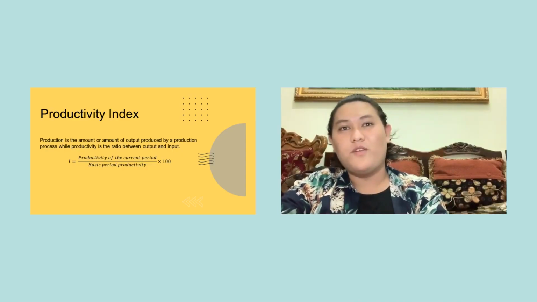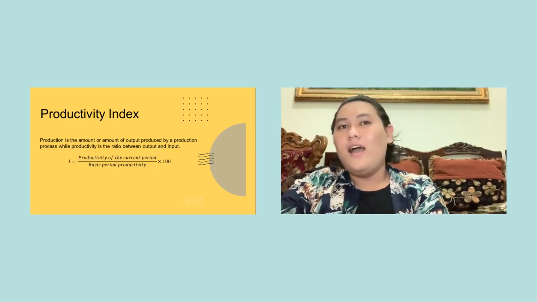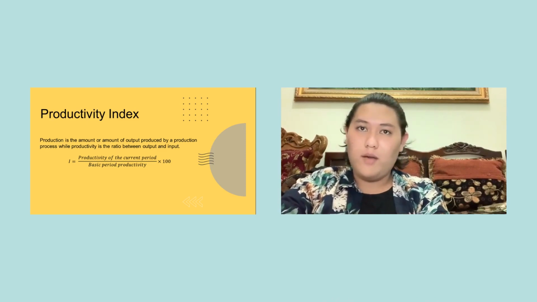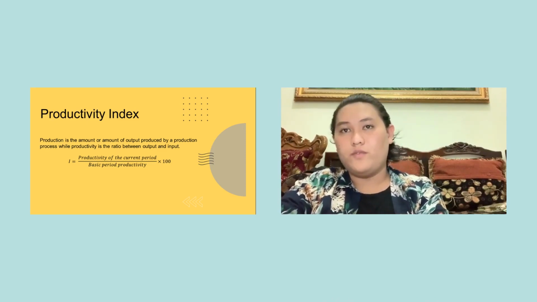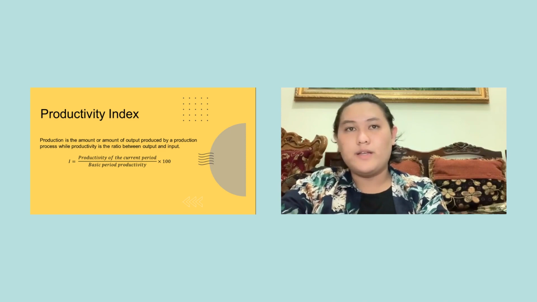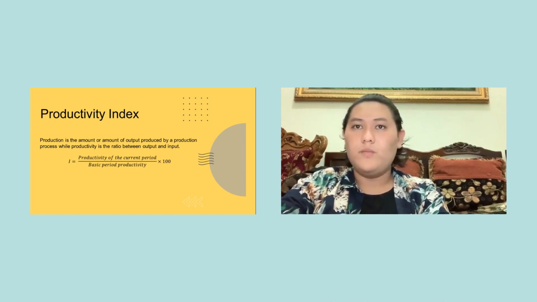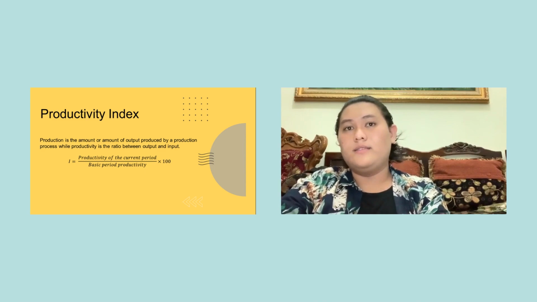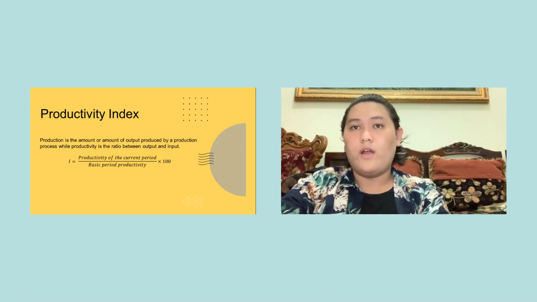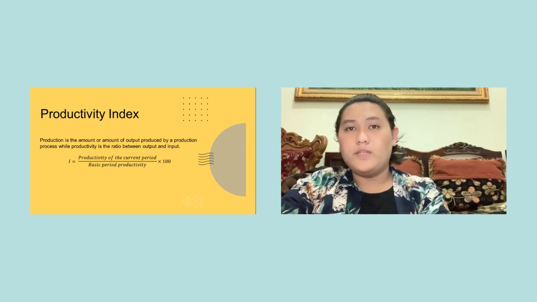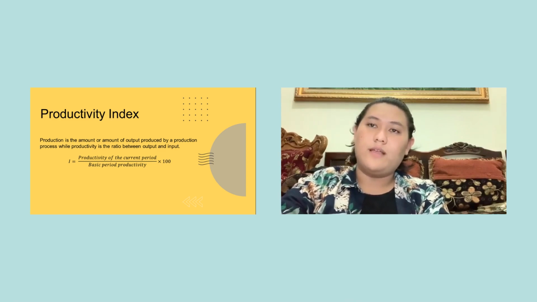The next is the productivity index. Production is the amount of output produced by a production process, while productivity is the ratio between output and input. The formulation is I, the productivity of the current period divided by the basic period productivity, times 100.